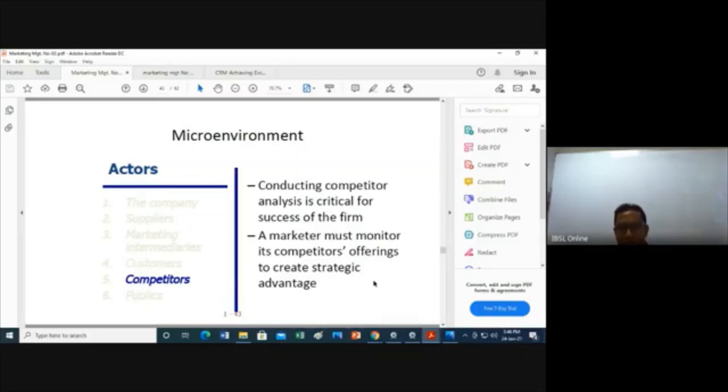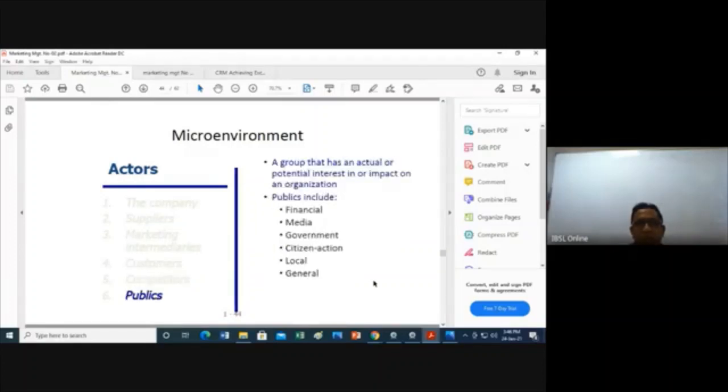You should know what others offer, especially now if you have other commercial banks, what are they offering in terms of products and services. If you don't know that, then you cannot work out a suitable action that will create strategic advantage for your organization. The public, the group that has an actual potential interest or impact on an organization, the public, the society. There are various financial groups, the media, government, citizen action groups, and so on.